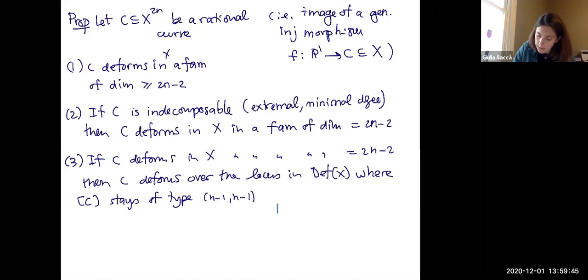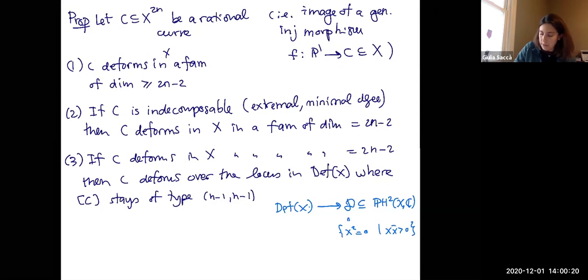Let me just remind you that I have a period map from the deformation space into the period domain, which is inside the projectivization of the complex cohomology. And here, the period domain is an open subset in the quadric x squared equals zero. Here, the square is the Beauville-Bogomolov form. I'm not writing Q, but I have an analytic open subset here. The map sends a deformation of the central fiber to the ray spanned by the symplectic form. And this period map is a local isomorphism.